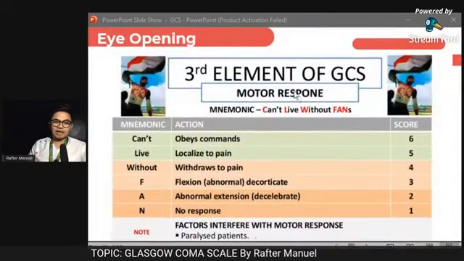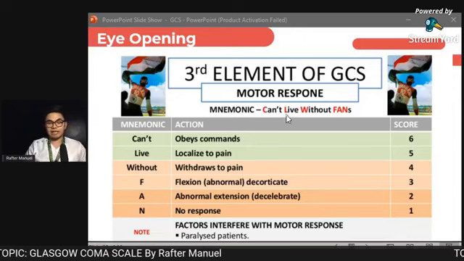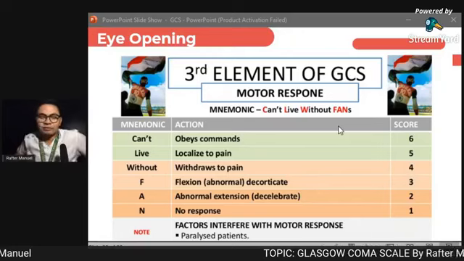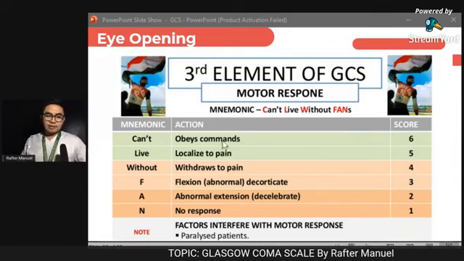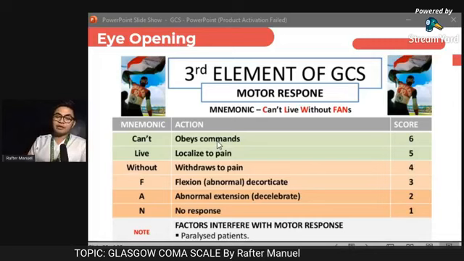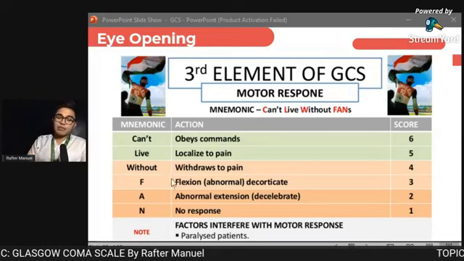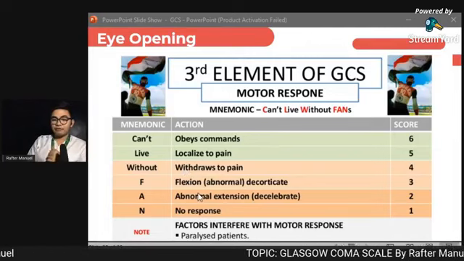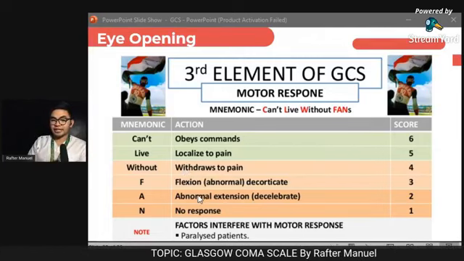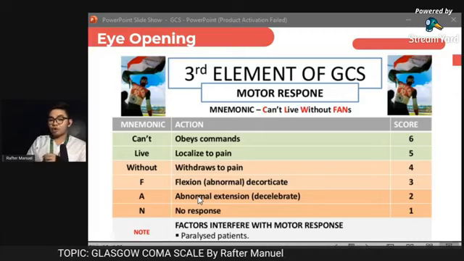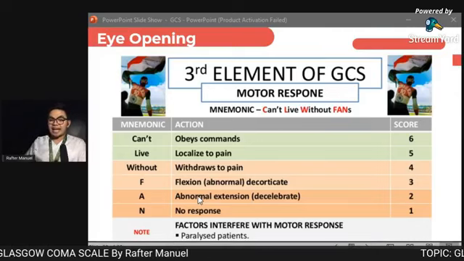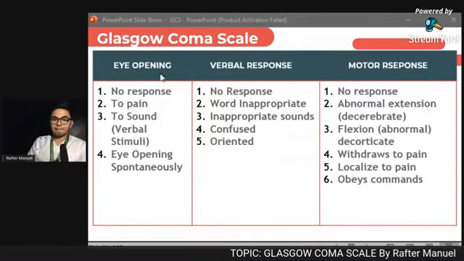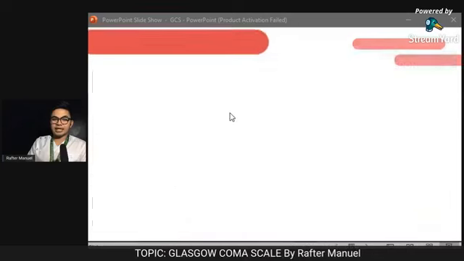That is why it's very important for us to really assess carefully the motor response in the GCS of our patient. Okay, the mnemonic that I can give you here is can't live without fans. Again, sport event. Can't live without fans. Can't obeys commands, live, localized to pain, without, withdraws to pain, F, flexion abnormal, that is decorticate. A is abnormal extension, decerebrate, and N is no response. So ladies and gentlemen, this is the table of your Glasgow Coma scale.